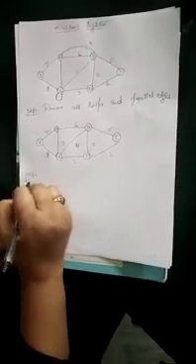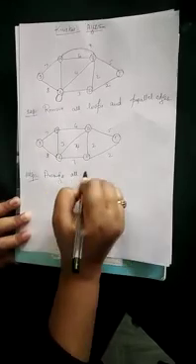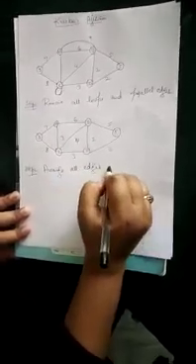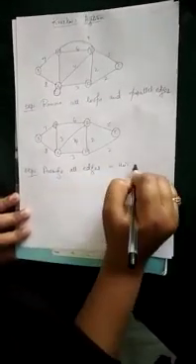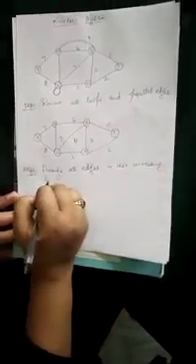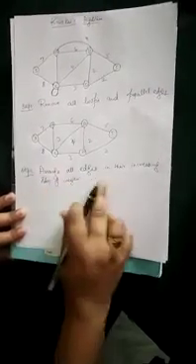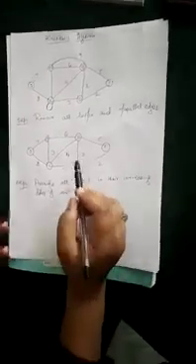So now coming to step 2. What we have to do in step 2: arrange all edges in their increasing order of weight. Now, which is the minimum weight here? 2, then 3, then 4, 5, 6, 7, 8.